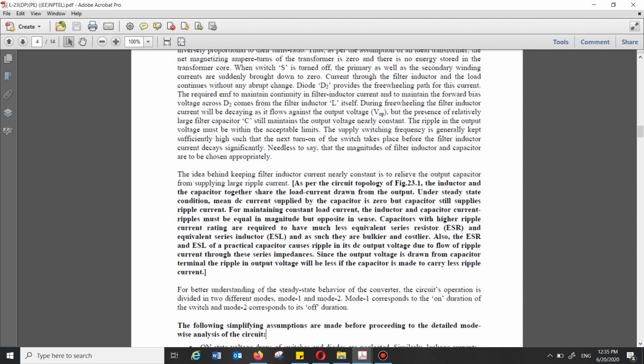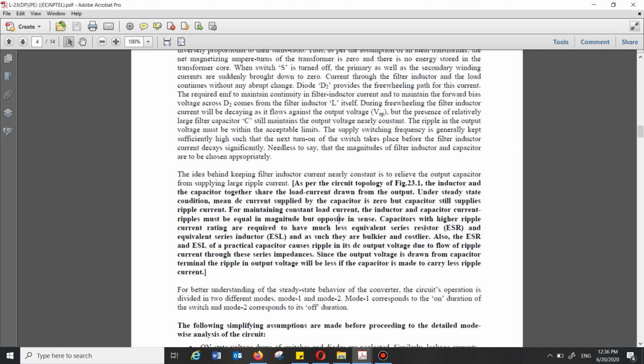The idea behind keeping the filter inductor current nearly constant is to relieve the output capacitor from supplying large ripple currents. You know that the capacitor always provides an inertia current when it sees a short circuit. So as per topology, the inductor and capacitor together share the load current drawn from the output. Under steady state conditions, the DC current supplied by the capacitor is zero, but the capacitor still supplies ripple current. For maintaining constant load current, the inductor and capacitor current ripples must be equal in magnitude but opposite in sense.